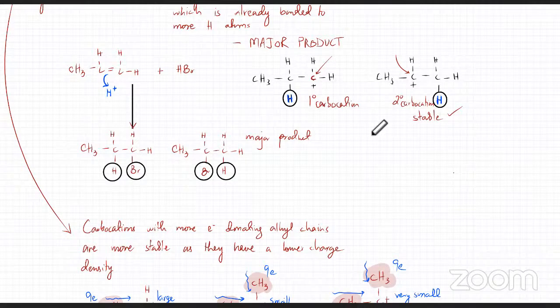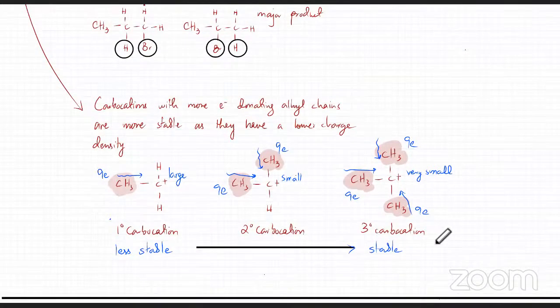So is this idea clear, that carbocations with more electron-donating alkyl chains are easy to form? Is this clear?